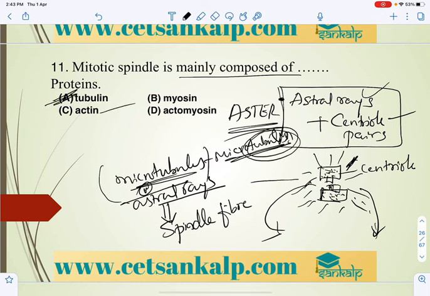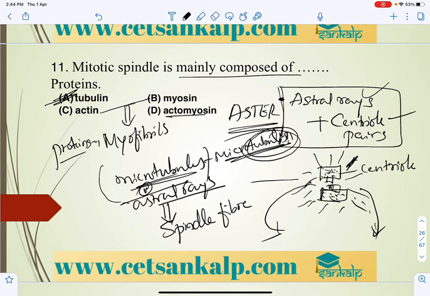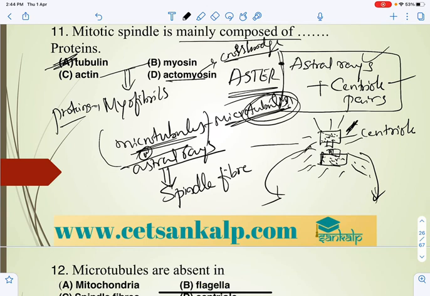So myosin and actin, these are the proteins present in the myofibrils, proteins of skeletal muscles. Actomyosin, both actin and myosin, forms a cross bridge. So the cross bridge, in which both are in association, forms actomyosin.